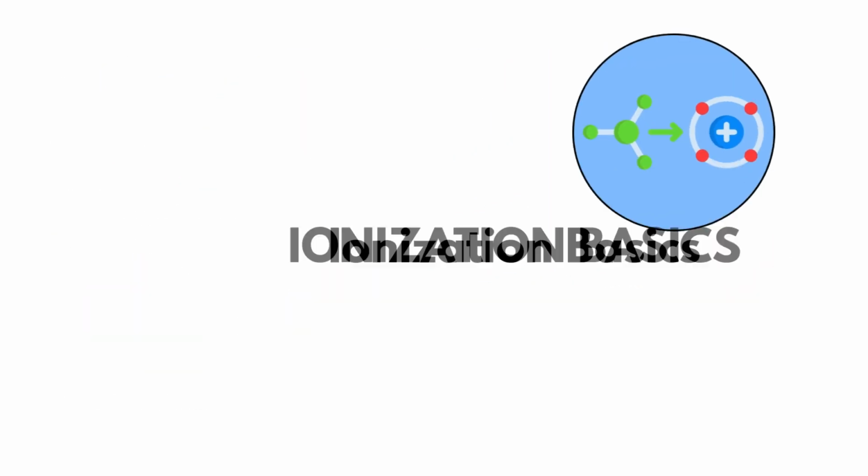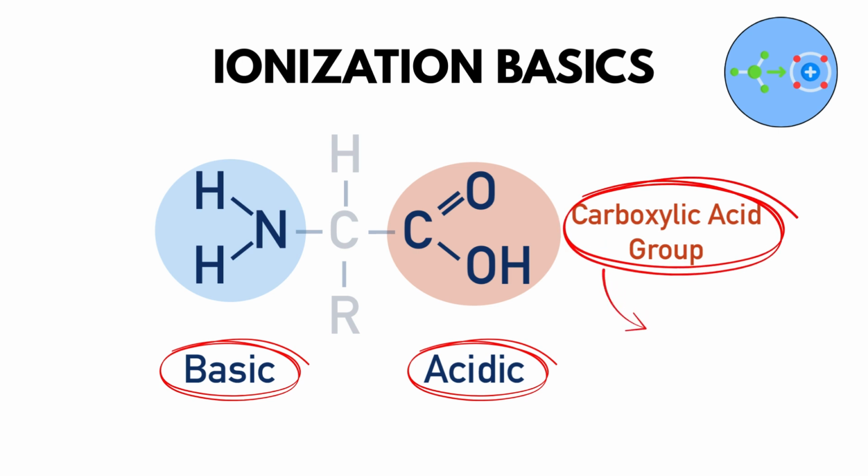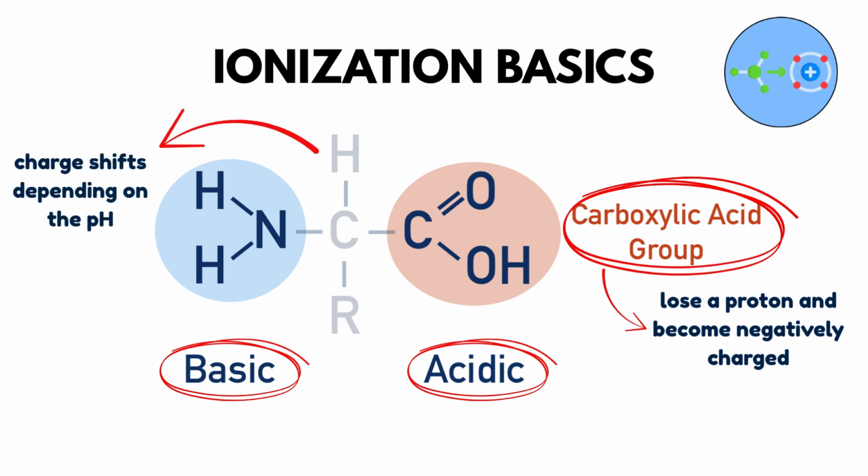Ionization basics. Amino acids are amphoteric. They can act as acids or bases. The carboxyl group can lose a proton and become negatively charged. The amino group can gain a proton and become positively charged. That's why their charge shifts depending on the pH.